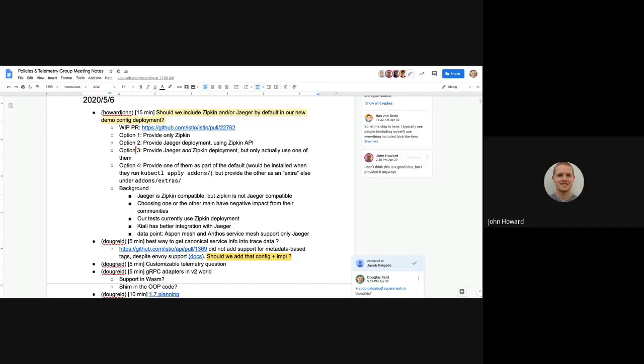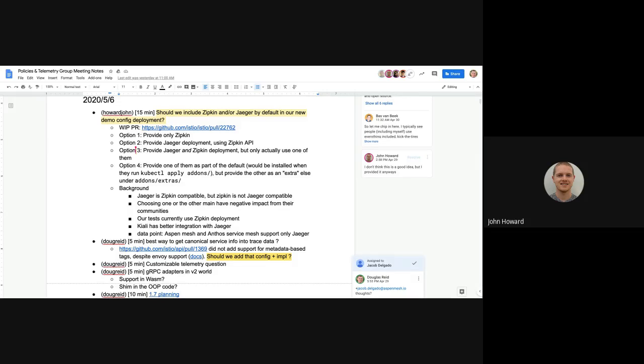So the open question here is, what do we do with tracing? Right now we have two deployments offered, Zipkin and Jaeger. It seems like it doesn't really make sense for a demo to have two options that do the same thing, or at least effectively the same thing. But it's also hard to pick a favorite. There's issues involved with that. So basically we would need to figure out what we're going to do around that.